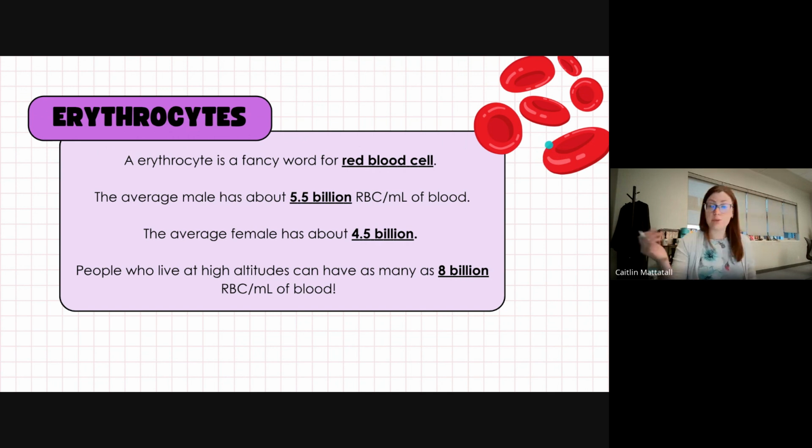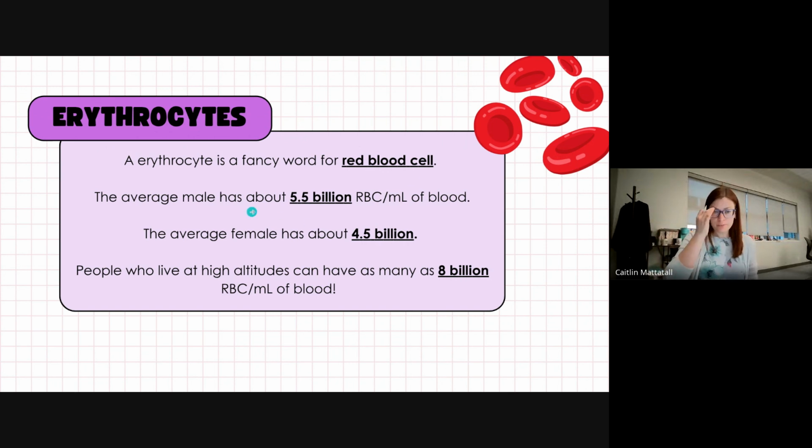So an erythrocyte is a fancy word for a red blood cell. If you use the word red blood cell, that's totally fine. But if you ask me what an erythrocyte is, I'm not going to tell you. I expect you to understand and remember that erythrocytes and red blood cells are the same thing. One word is just a little bit more sciencey.